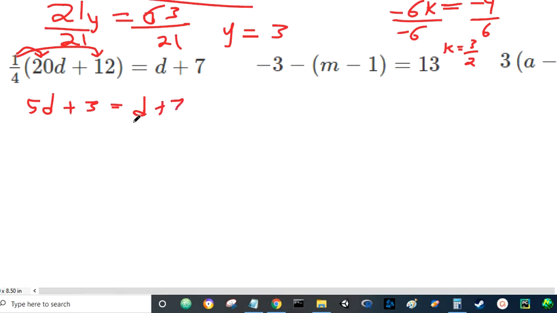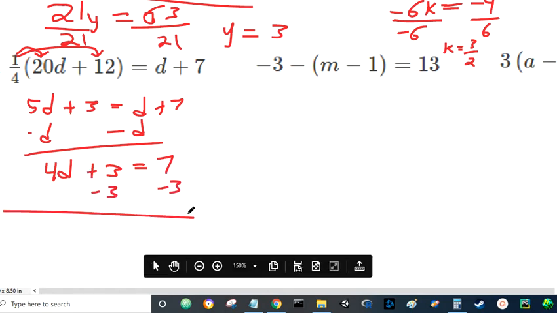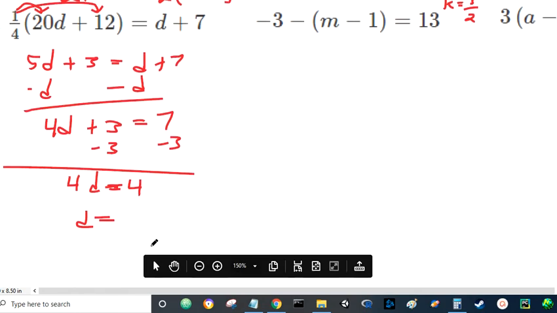And then finish getting d by itself. It's on both sides of the equation. So we want to subtract d from both sides. So 5d minus 1d makes 4d. Still trying to get d by itself, so let's subtract 3 from both sides. So get 4d equals 4. And if you divide, don't subtract 4 from both sides. It's not 0 for an answer, okay? 4 divided by 4 makes 1 for the letter d.